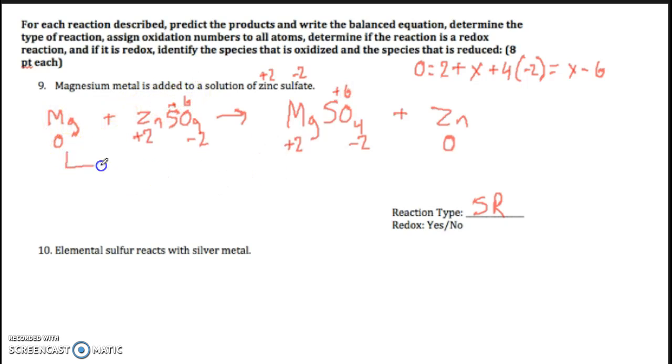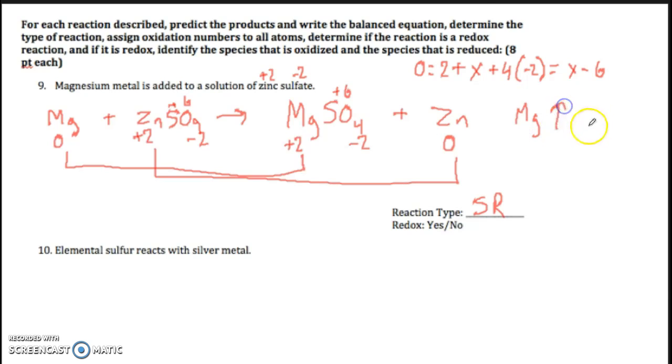So I changed here magnesium and I changed zinc. So my magnesium went from 0 up to +2 and it was oxidized. And zinc went from a +2 down to a 0, so it was reduced.